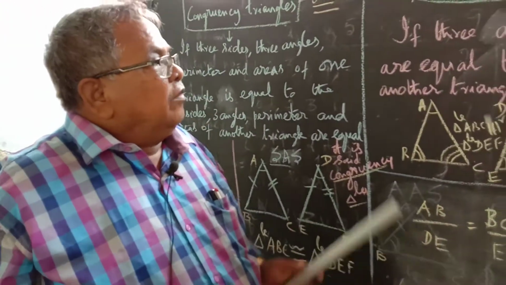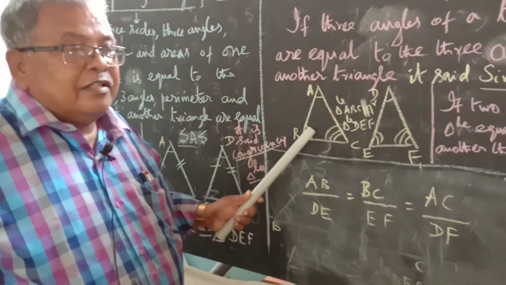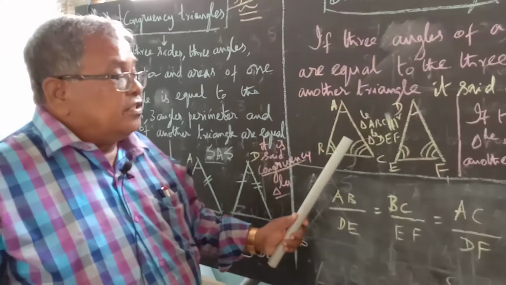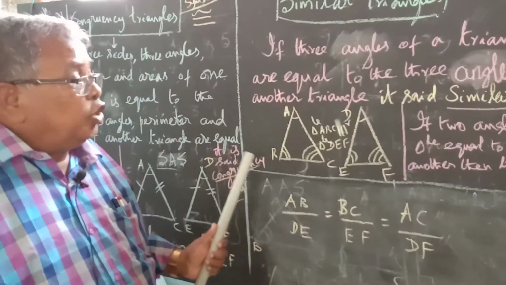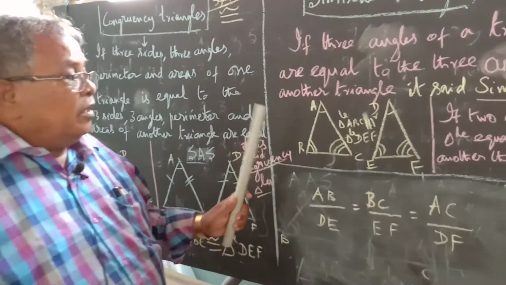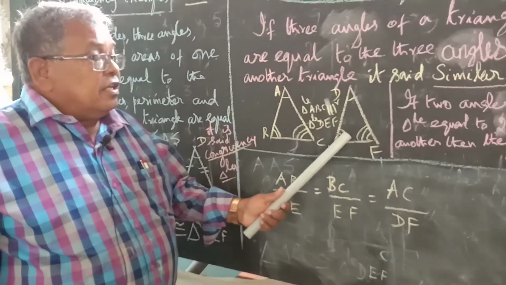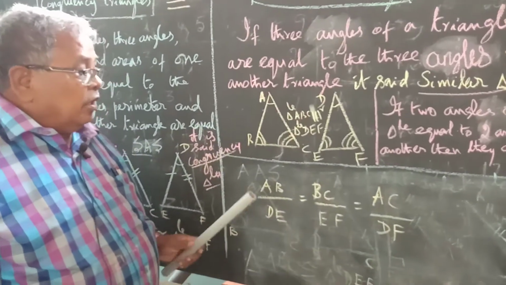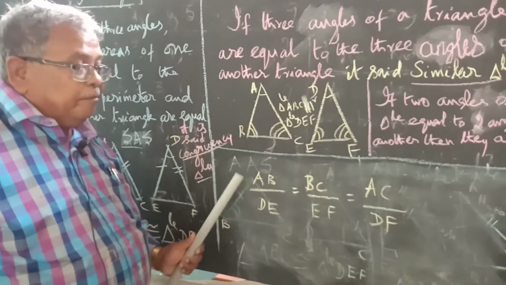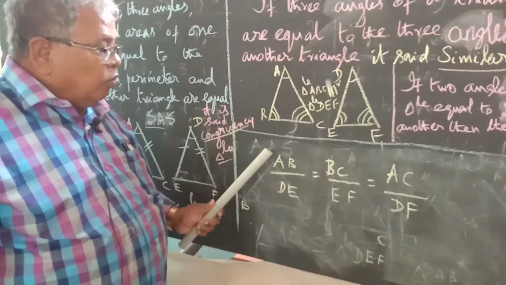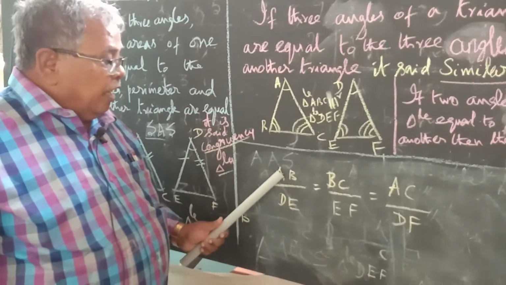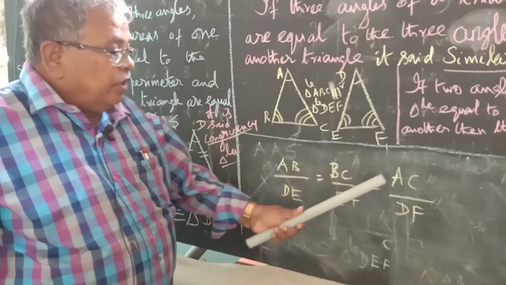Now I will repeat once again. If the three angles of one triangle are equal to the three angles of another triangle, then those two triangles are said to be similar triangles. If two triangles are similar, then what is the result and what is the condition? The ratio between the corresponding sides is equal. Do you know what ratio means? One divided by another. The ratio between the corresponding sides means AB by DE, BC by EF, AC by DF.